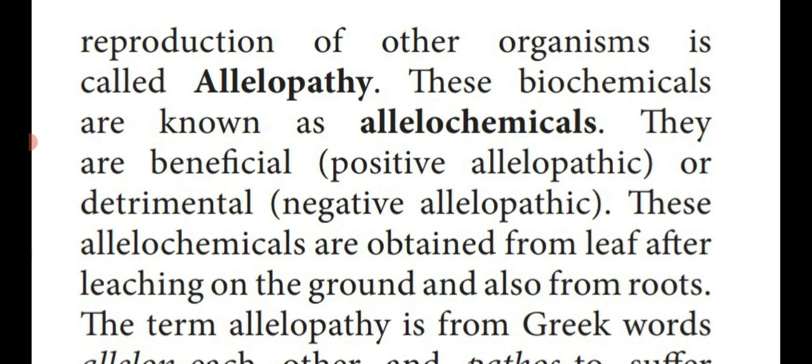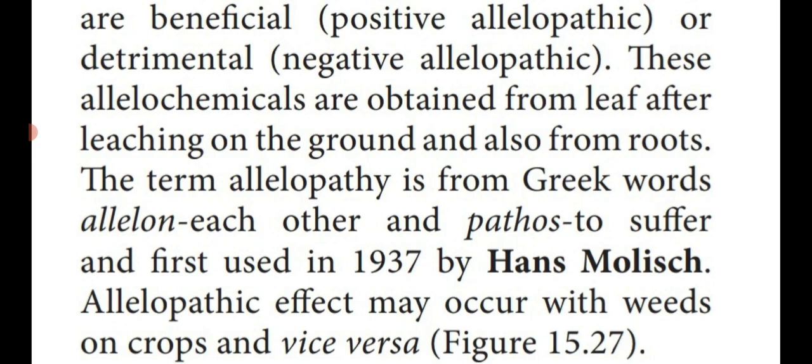So the biochemicals which are responsible for allelopathy are known as allelochemicals. If the allelochemicals are showing the positive character, they are positive allelopathics, or if showing the negative character, they are known as detrimental or negative allelopathic. So these biochemicals or allelochemicals are obtained from the leaf after they are leaching on the ground and also from the root.